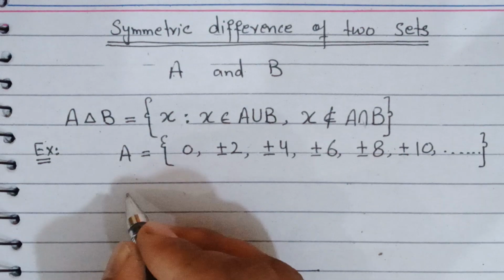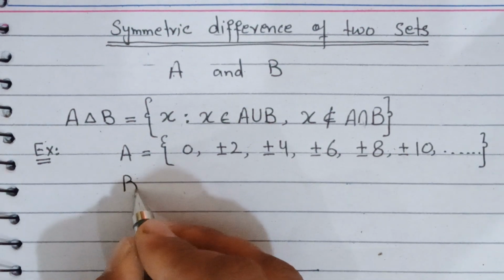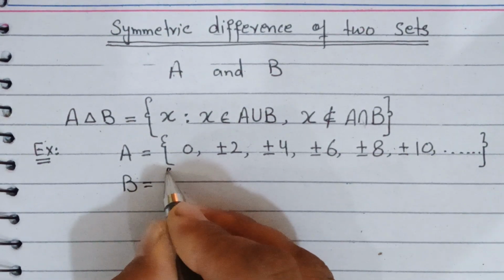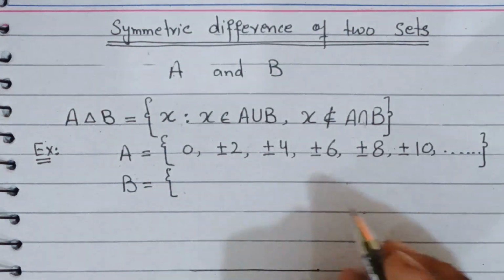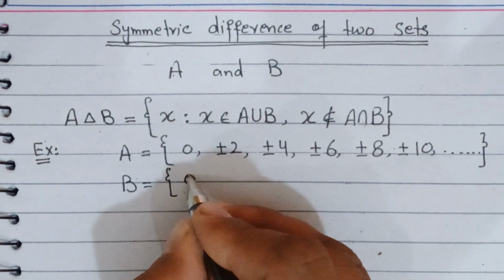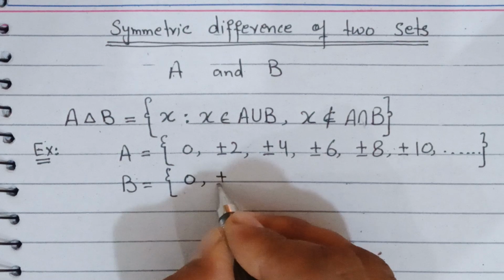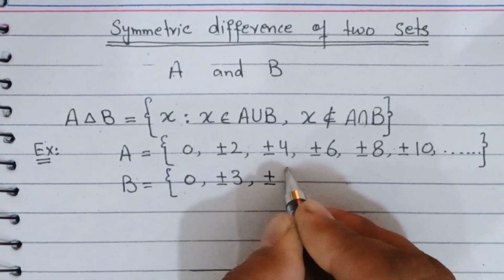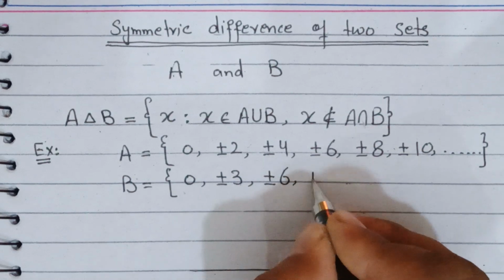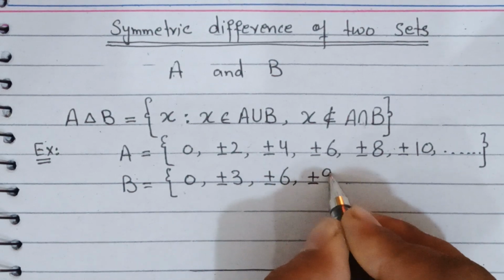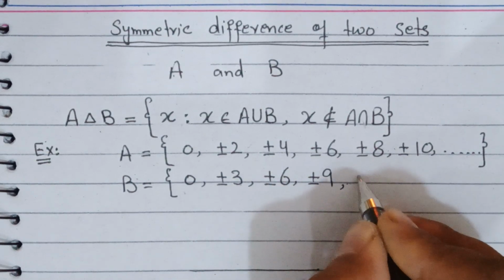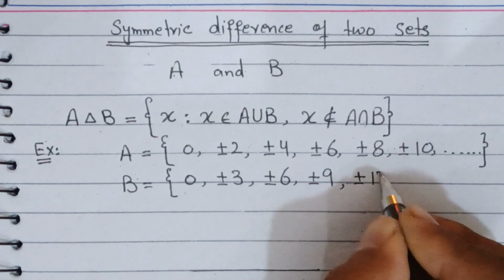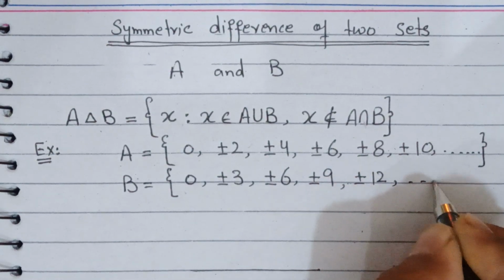And I take another set B. B is the multiples of 3. So it will contain the elements 0, plus minus 3, plus minus 6, plus minus 9, plus minus 12, and so on.